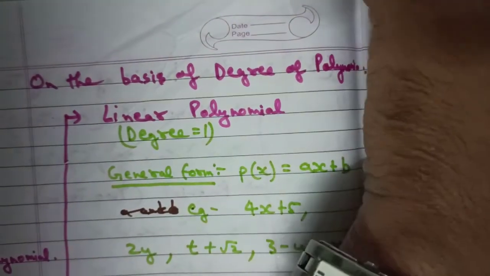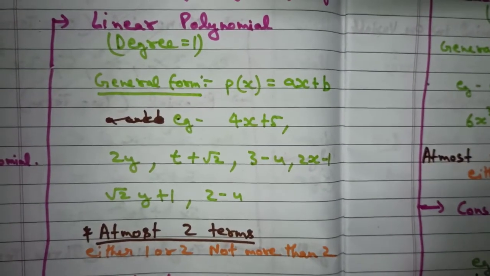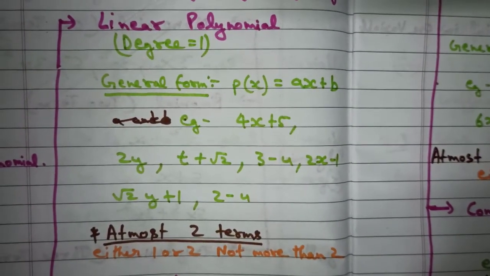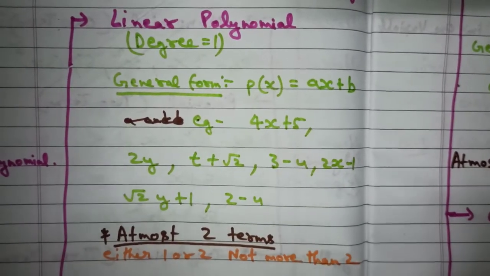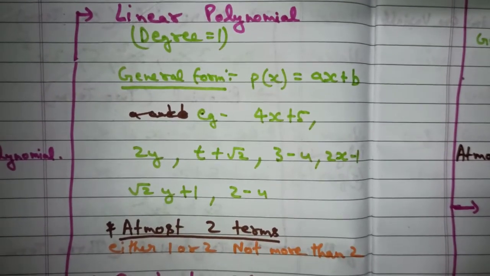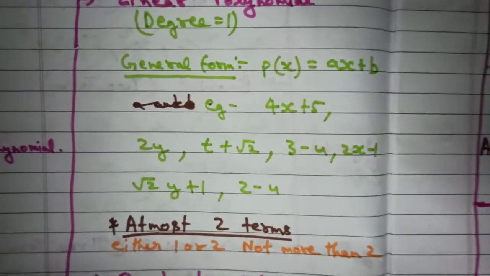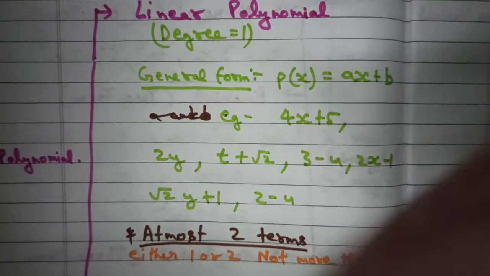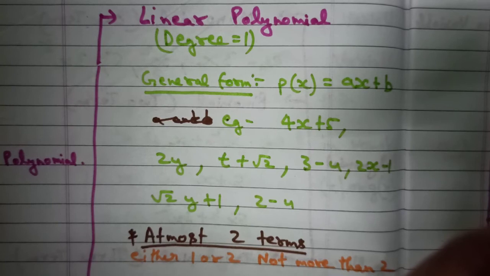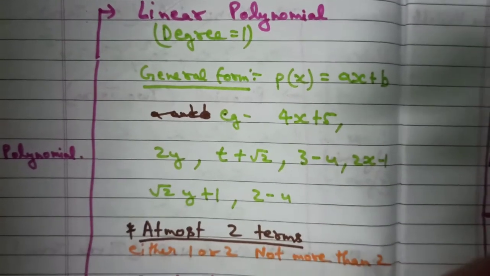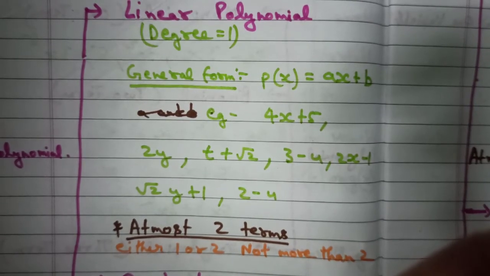On the basis of degree of polynomial, we can have linear polynomial. Linear polynomial is a polynomial whose degree is equal to 1. The general form can be ax plus b. A linear polynomial of variable x, p(x), can be written as ax plus b. So here a and b are constants, a cannot be equal to 0. Example is 4x plus 5. So here the constants are 4 and 5, that is a equals 4, b equals 5, and the variable is x.